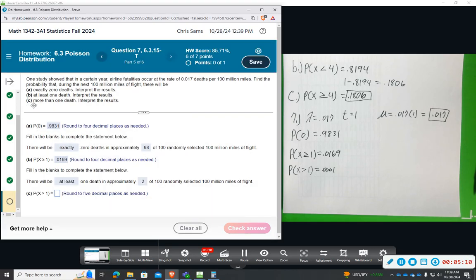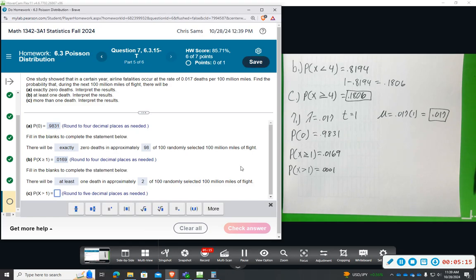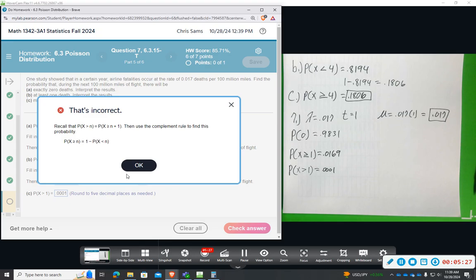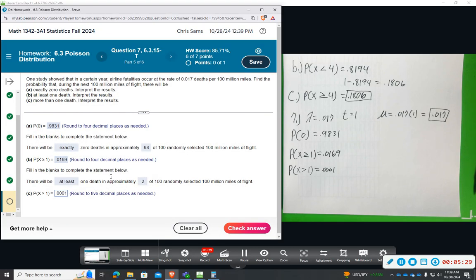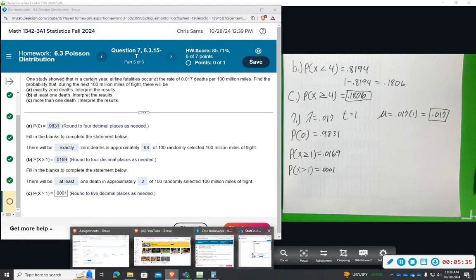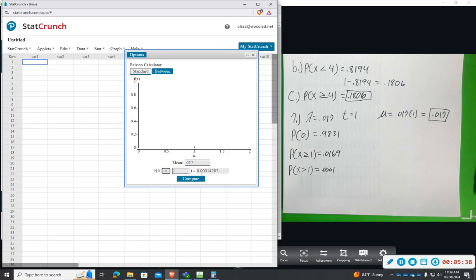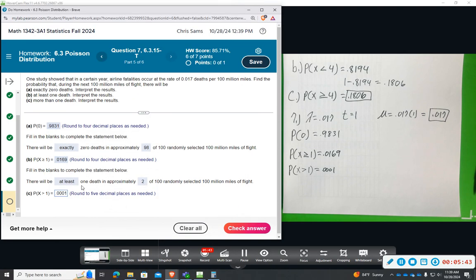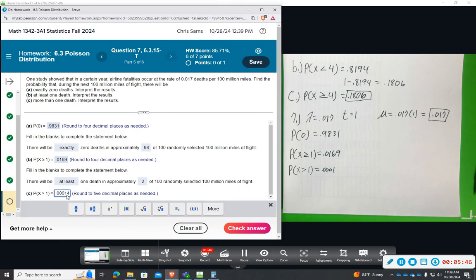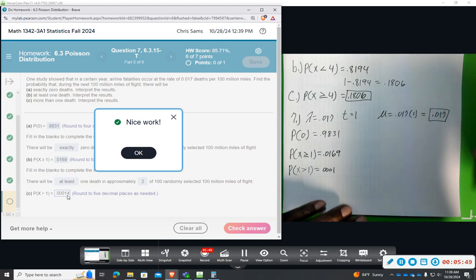And then C, more than 1 death. How many times would we expect more than 1? The probability was 0.0001. Oh, it says 5 decimal places. Sorry, did not read that carefully. So where did my StatCrunch window go? So we did, this is the last one, greater than 1, 5 decimal places, 0.00014. Okay, so they just changed it up, so just add that 4. So just be careful there.